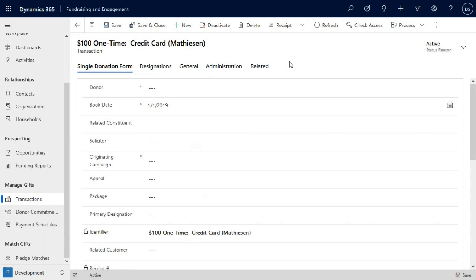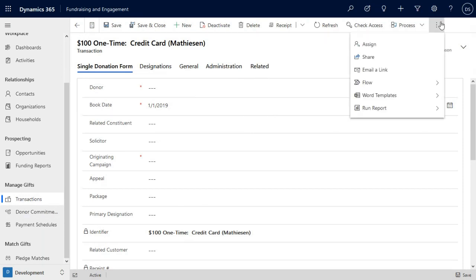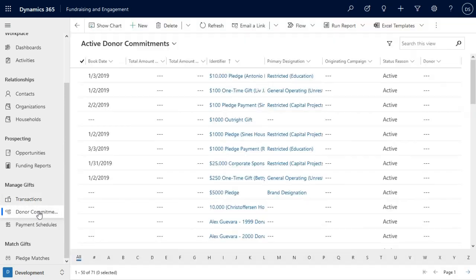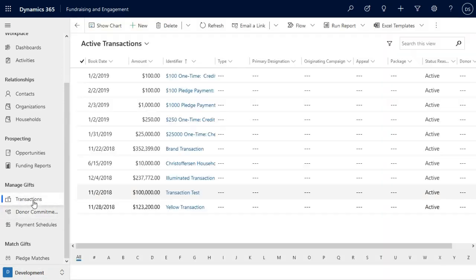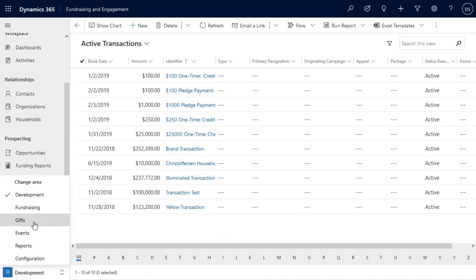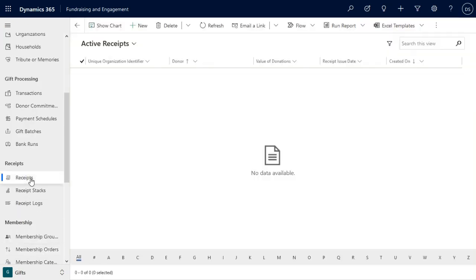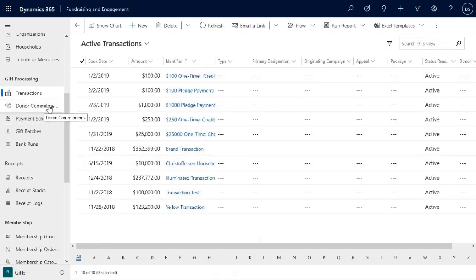Then there's another really great aspect about the transactions, the donor commitments: it provides that we can even send out receipts once our transaction is completed. So once you say that your transaction is completed, you will be able to send out receipts from within the system. You run the transaction, you go to receipts, and you just say that you want to send out the receipts.